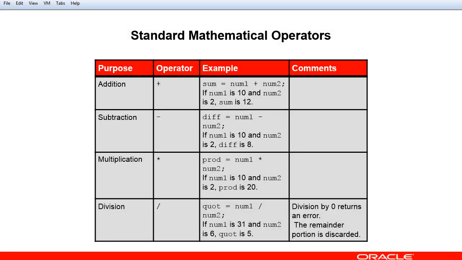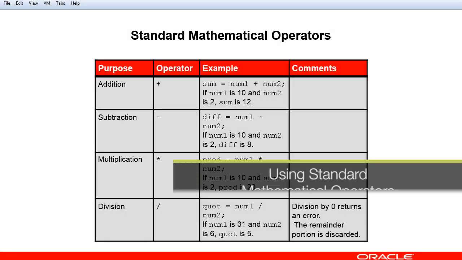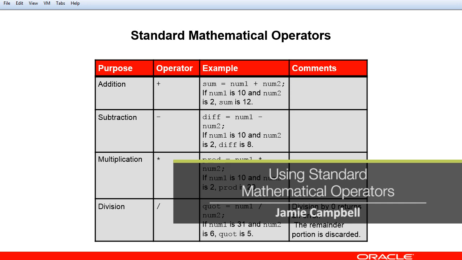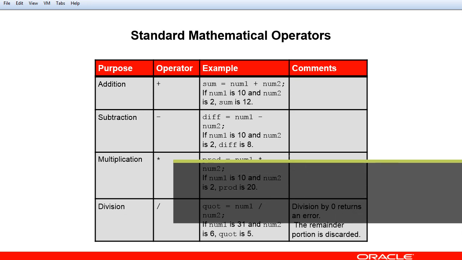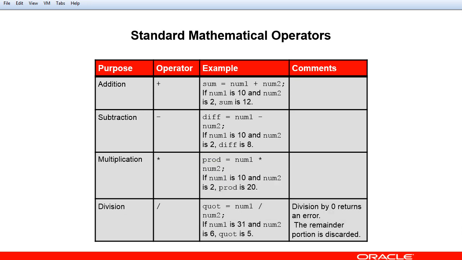In this video, I'll discuss using standard mathematical operators. Java uses the standard math operators found in all computer languages. They're just like the real-world operators we use to perform math, the only differences being that multiplication is done with the asterisk and division with the forward slash.